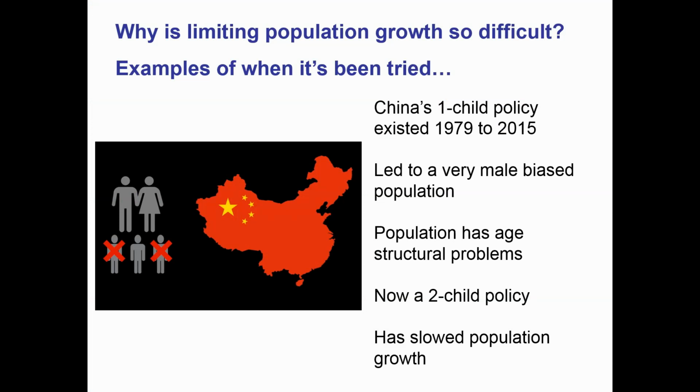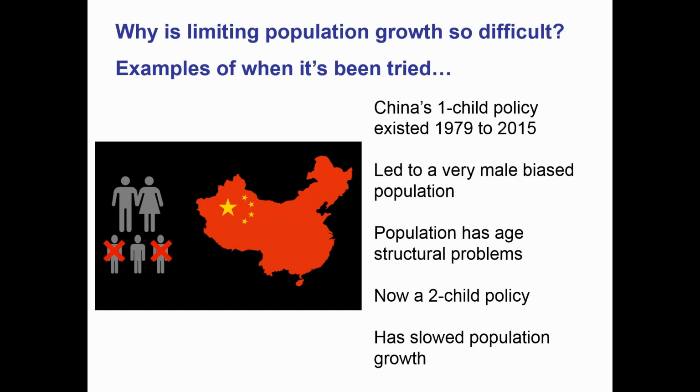So given that we now know that over-exploiting resources within a high population is difficult, should we try and limit population growth? Has it been tried? Well, we're going to talk now about why is limiting population growth so difficult, and we're going to focus on examples of when we have actually tried in history.